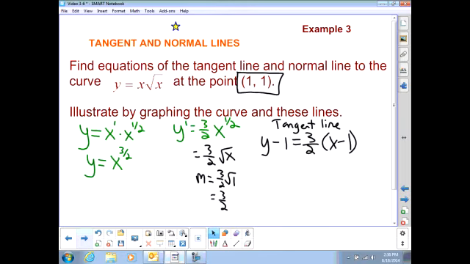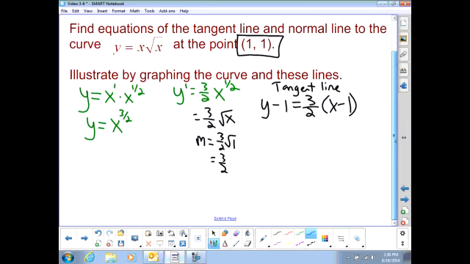Now, the only thing that's different for the normal line is that we need to have the perpendicular slope. It's still passing through the same point. So in this case, we'll have y minus 1 equals, and if you remember back to geometry, perpendicular slopes, you flip and negate the slope. So we'll have a slope of negative 2/3 times x minus 1.